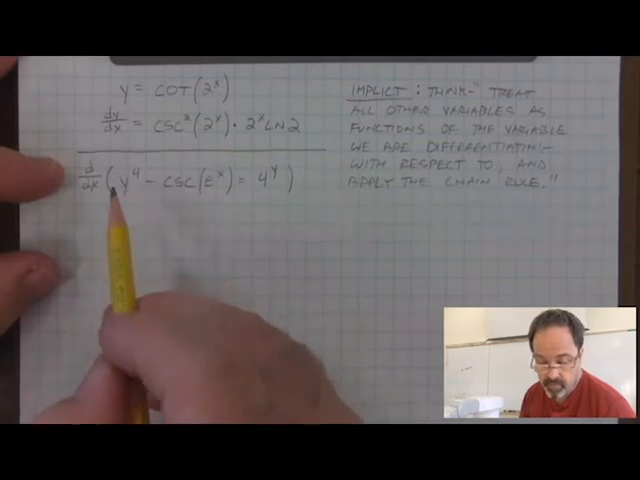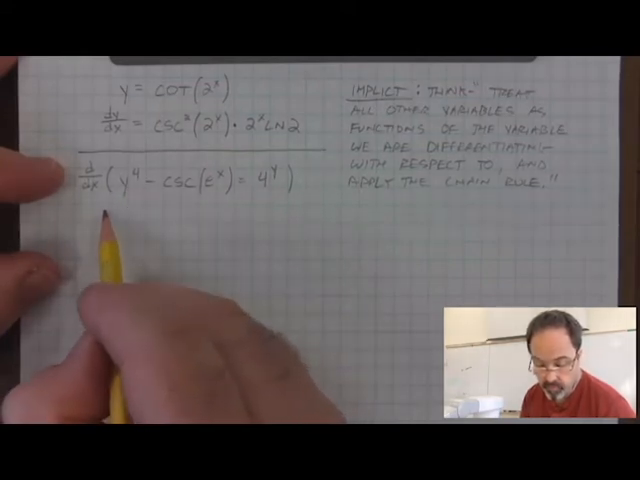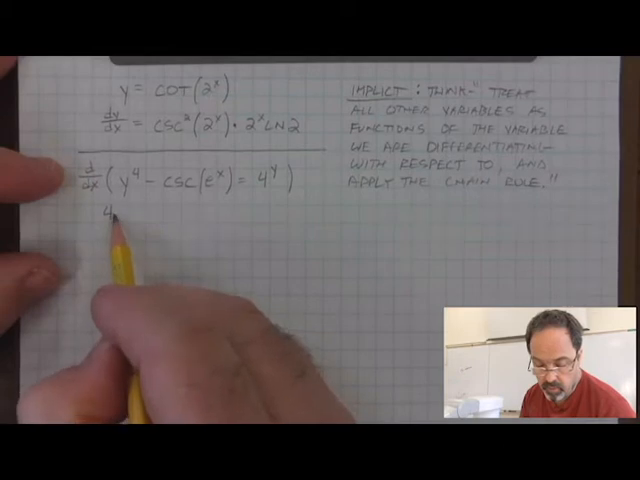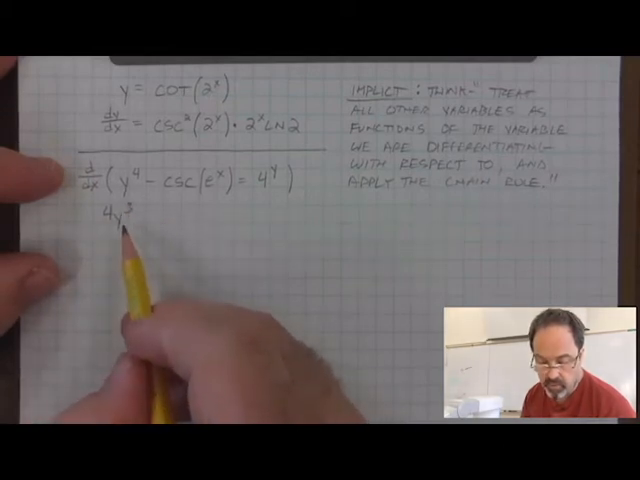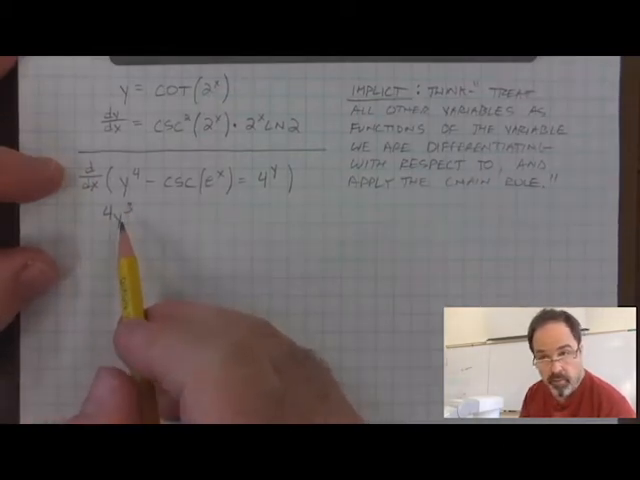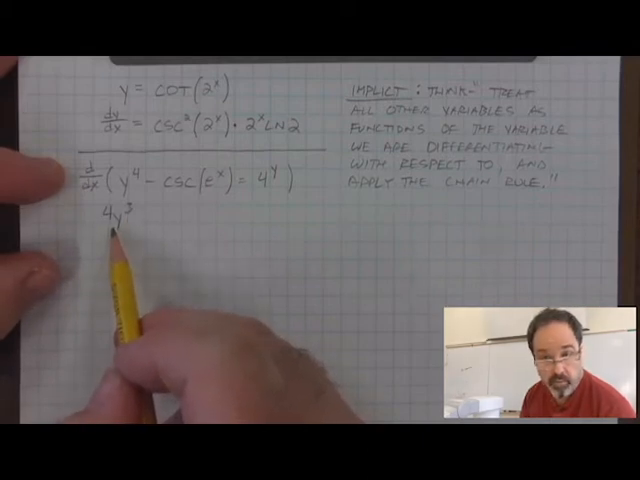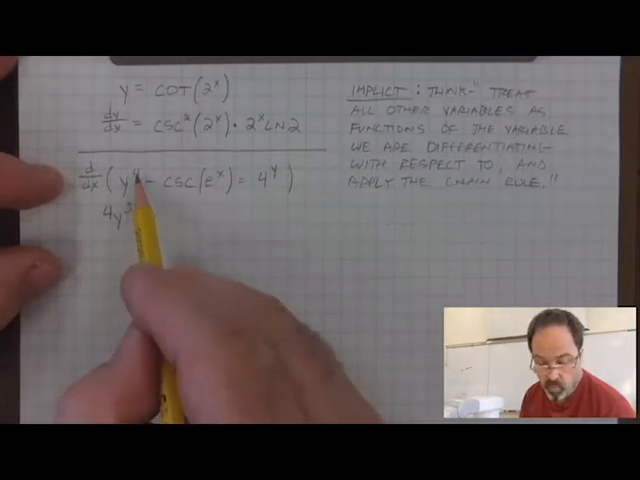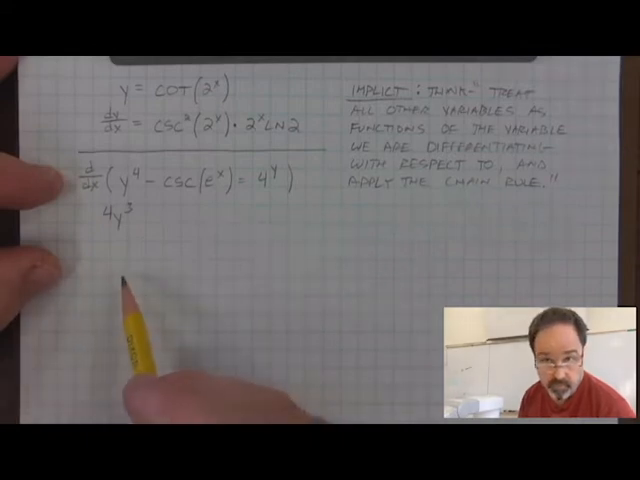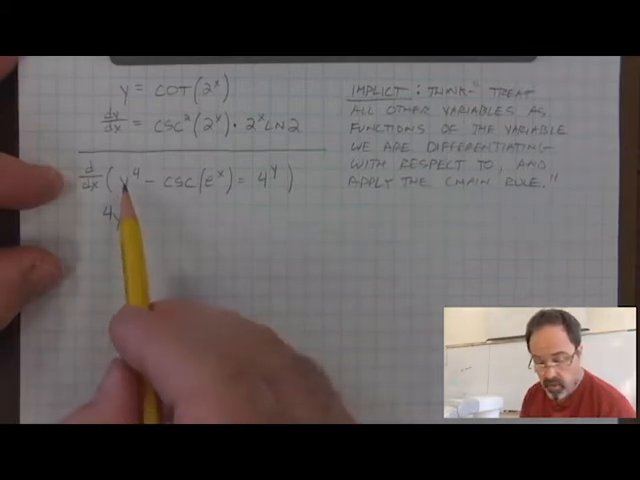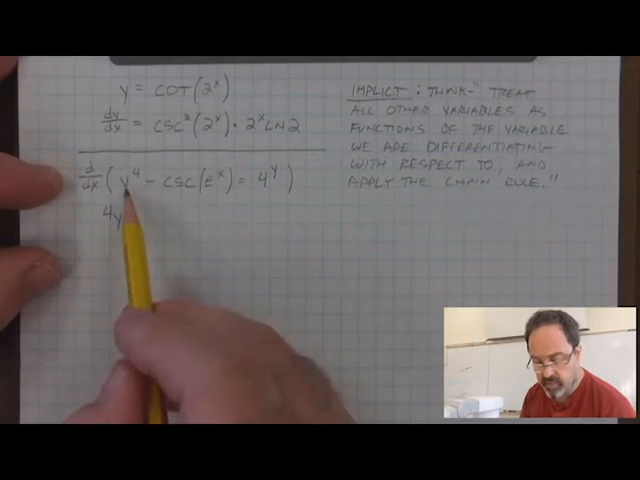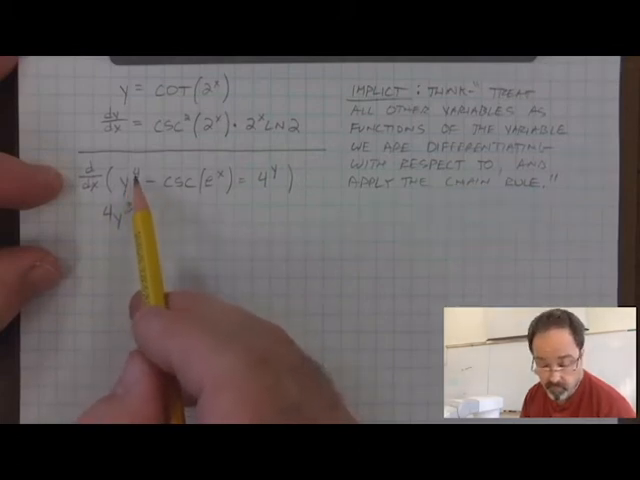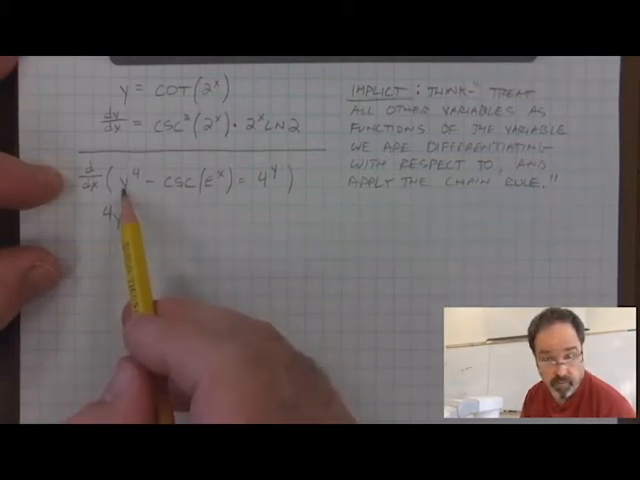What does that look like? Let's do it. The derivative of y to the fourth is 4y cubed, power rule. But we're not differentiating with respect to y, we're differentiating with respect to x. So I need to consider that y is a function of x as if the y to the fourth was a composite function. Again, y to the fourth we're thinking as a composite function, the fourth power function composed with y, which is itself a function of x.